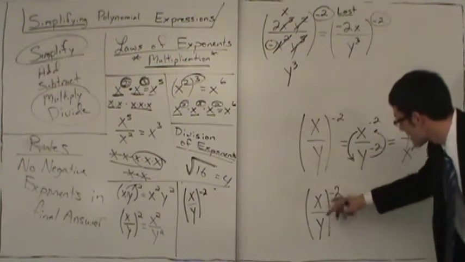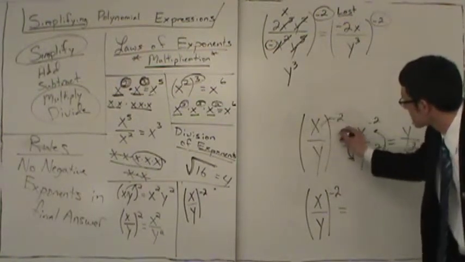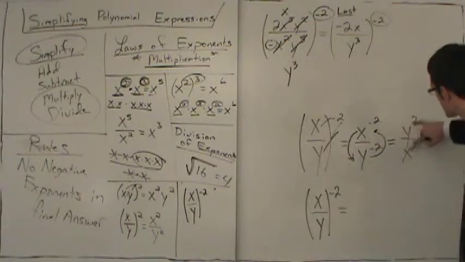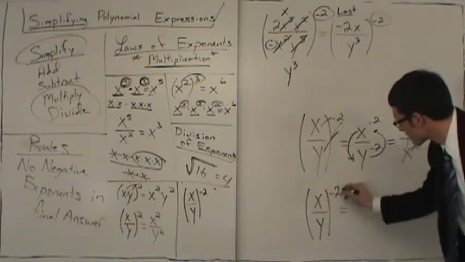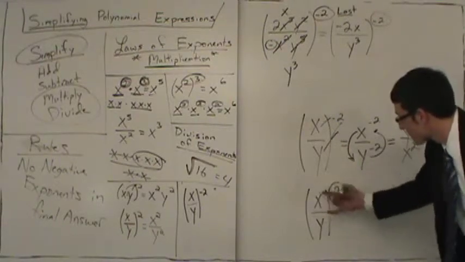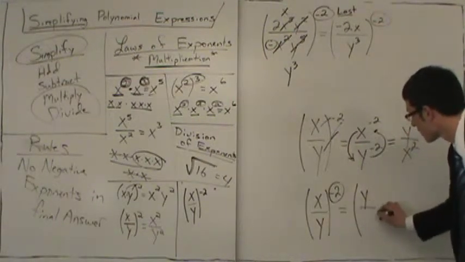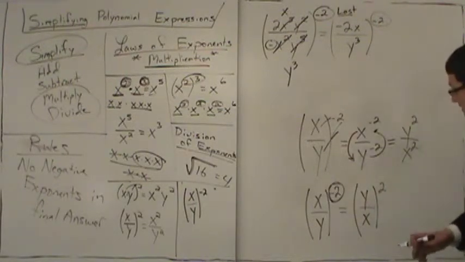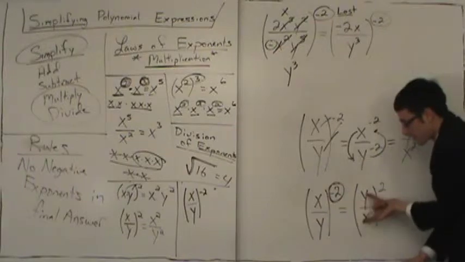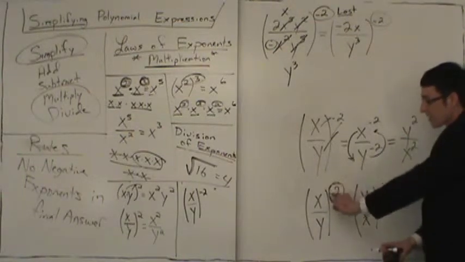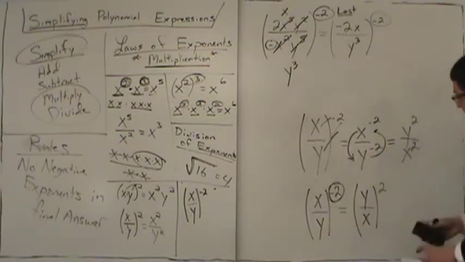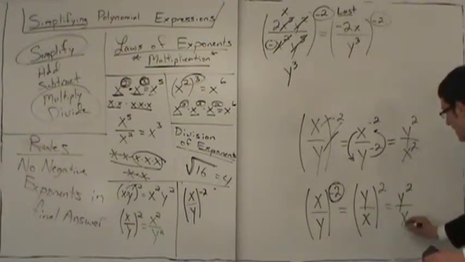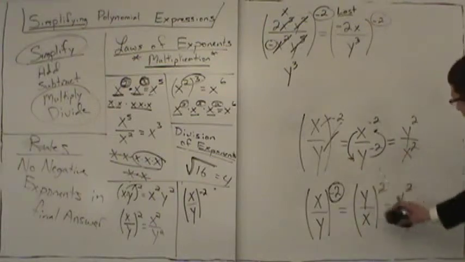So instead of getting x to the negative 2 and y to the negative 2, then getting y to the 2 and flipping it, rather, flip it first. If you have a negative exponent on the outside, flip it first. We get y over x, and change the sign of the outer exponent to positive 2. Notice, when you flip it, nothing on the inside changes, but the outer exponent changes from negative to positive. Now square the y and square the x, and we get y squared over x squared. So this is faster. I want you to flip first.